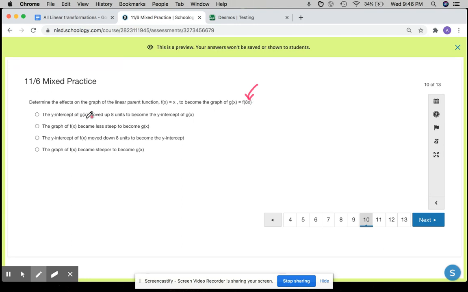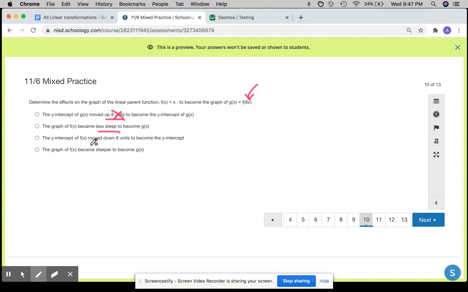So the y-intercept of g of x moved up 8 units. That's not correct. The graph of f of x became less steep to become g of x. So you want to recognize that 8 is going to be multiplied with your slope. So think about what that's going to do. So before we answer this, I'm going to read on.